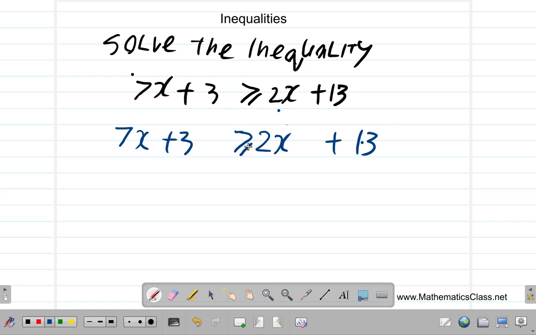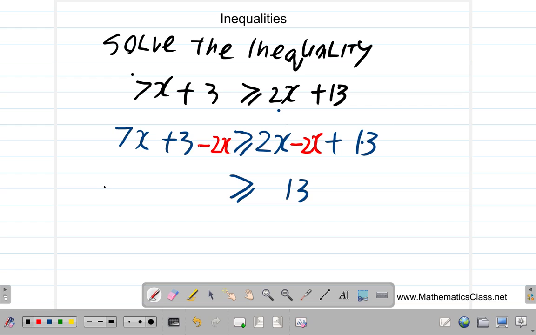This is greater than or equal to. So I subtract 2x from over here. So I don't have a 2x on the right hand side anymore. You see that? Notice what happened in the meantime. I'm going to have a greater than or equal to 13 alone. But when I subtract this 2x from the right, I must subtract it from the left as well.